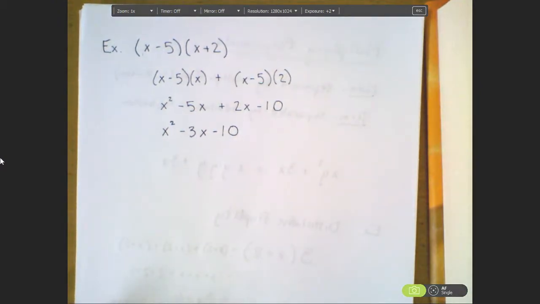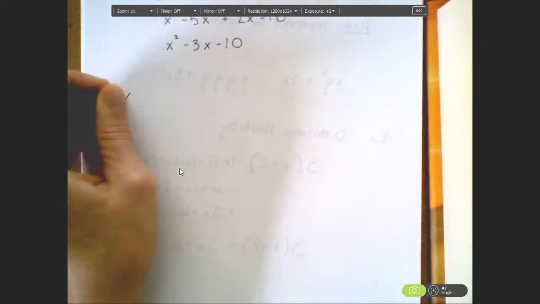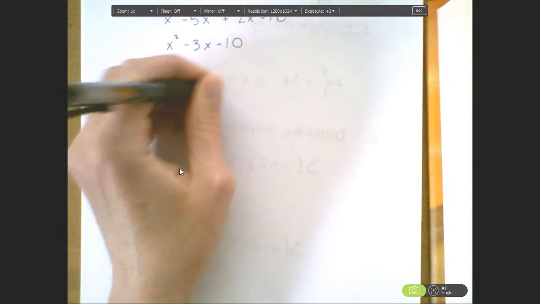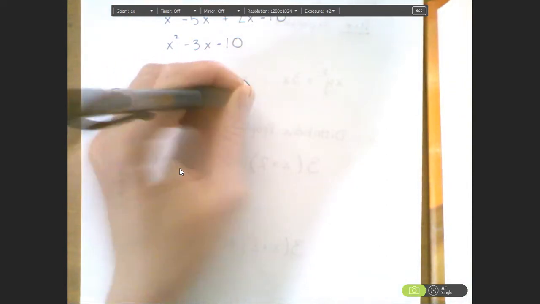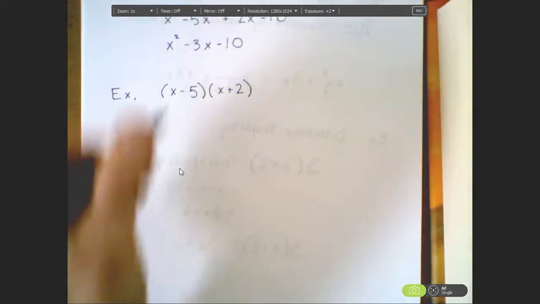Most people use an acronym FOIL that I loathe, and the reason why I loathe it is because it doesn't generalize to higher degree polynomials. I'm going to introduce this one more time, and this time we're going to look at the same example, but we're going to look at a visual representation of the multiplication of x minus 5 times x plus 2. So in my visual model, I'm thinking of, let's do a different example.